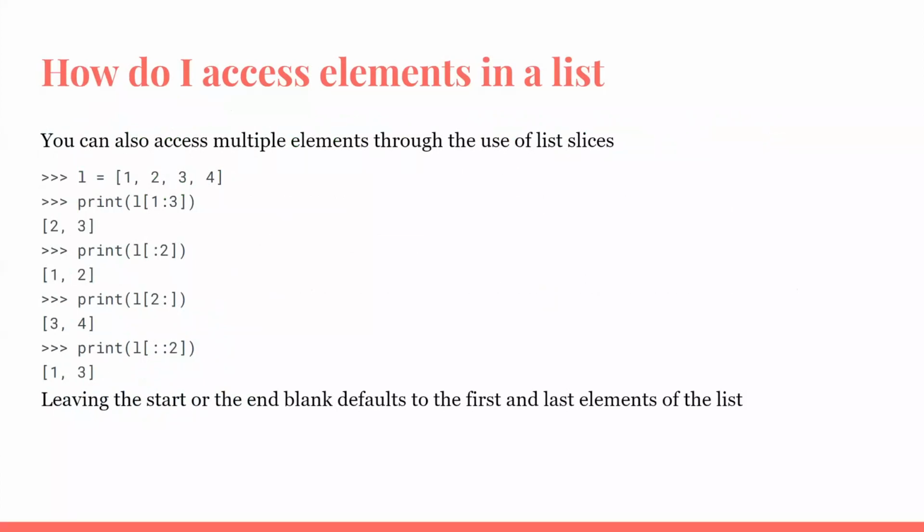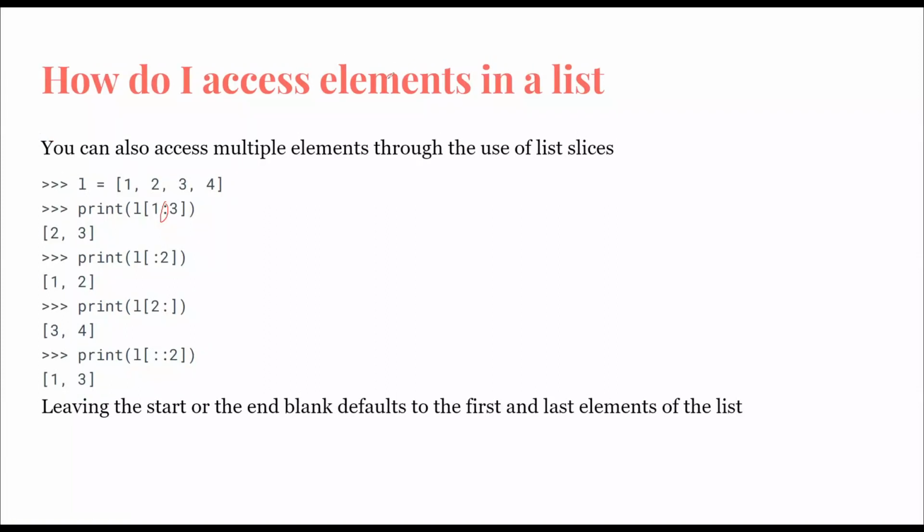You can also access multiple elements through the use of list slices. So again, same thing as Python. You just basically slice apart. You take a part of the list out. So in Python, you do it with the square brackets and the colon. Same thing, sorry, in the string, you do the square brackets and a colon. Same thing with the list.